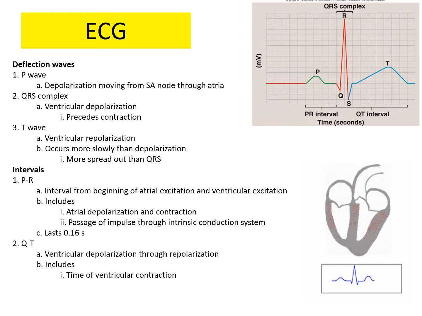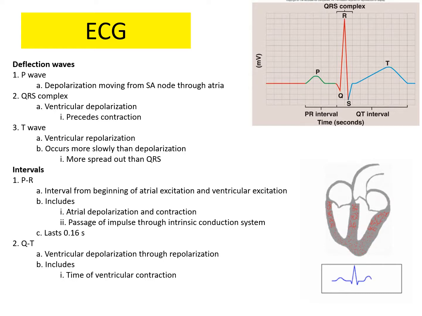P wave is for the depolarization moving from the SA node through the atria. QRS complex is ventricular depolarization and it precedes contraction. T wave is ventricular repolarization, which occurs more slowly than the depolarization.